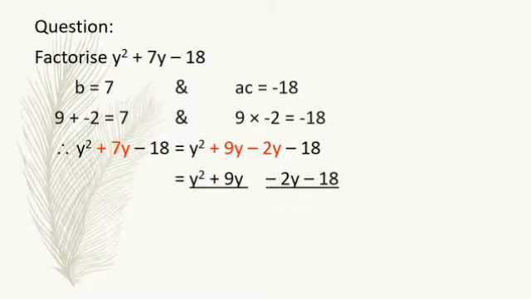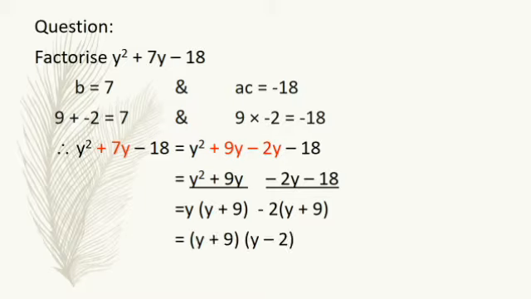Now we have to take out the common factors from each group. By taking out the common factors, we have y into y plus 9 minus 2 into y plus 9. Now y plus 9 is common to both the groups. That is y plus 9 into y minus 2. And they are the factors of y square plus 7y minus 18.